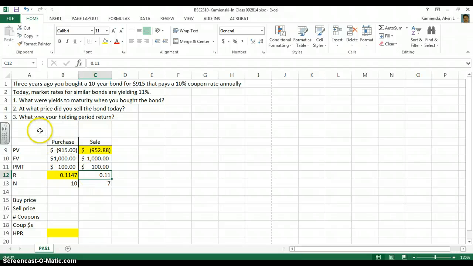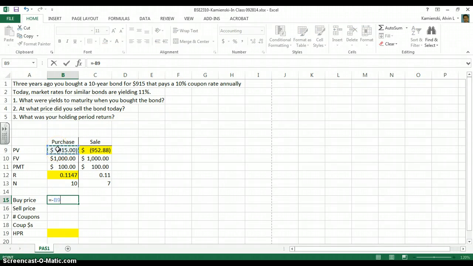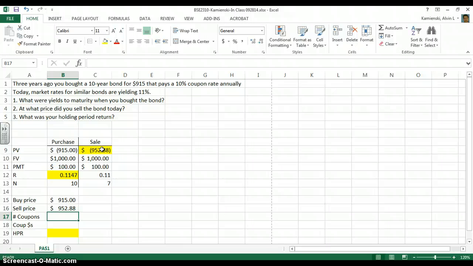So then the last question would be, what would be your holding period return? And as a reminder, holding period return says, I don't care how much time passed, just tell me how well I did as an investor, which is the old buy low, sell high. So we ask ourselves, at what price did we originally buy that bond? It was $915. When we went to sell, at what price did we sell that bond? $952. So you can see we made $35-ish just as a trader.